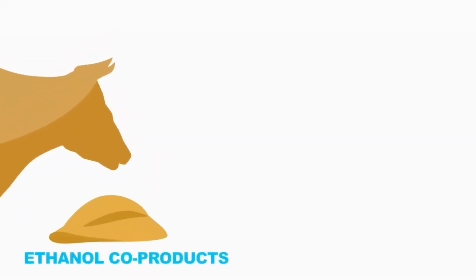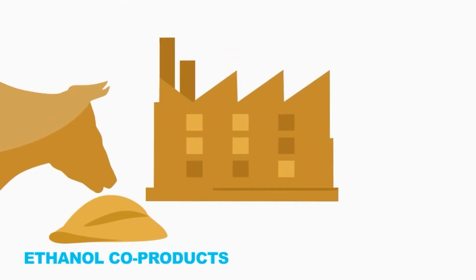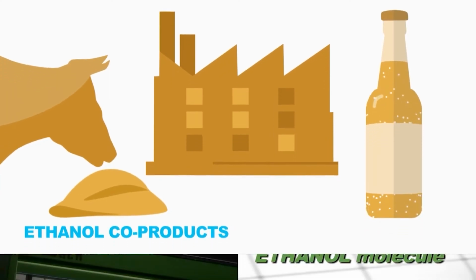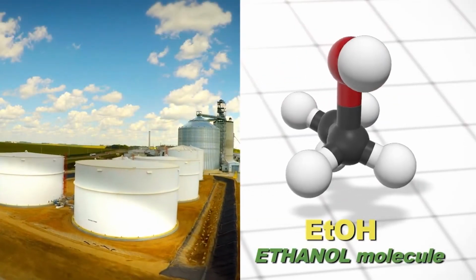In the process to make ethanol, nothing goes to waste. The co-product distiller's grain becomes a nutritious livestock feed. The distiller's oil co-product is used to produce renewable diesel fuel, and carbon dioxide from fermentation goes into carbonated beverages. There you have it. That's how corn becomes ethanol.